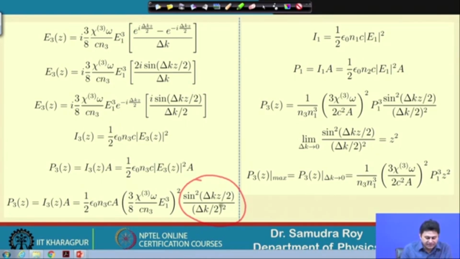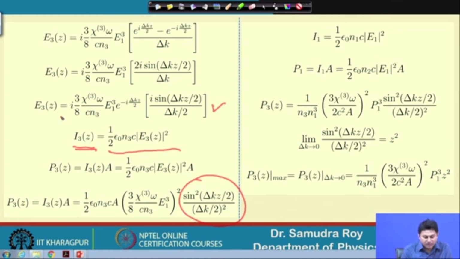Now, after having the expression like this, so this is the P3, mind it, every time when we deal with the electric field, it is then converted to the corresponding power. We know the intensity of the third order wave is related to this expression, half of epsilon 0 n3 c mod of E3z square. E3z is now in our hand, this is our E3z. So, once we know this is my E3z, I will make a mod square of that.